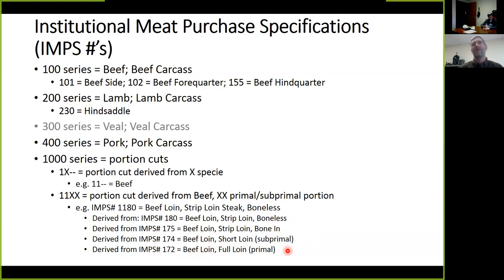the primal. Now the full loin then can be broken into a subprimal, the short loin, and the sirloin, which isn't on this slide. So we can see that each one of these higher numbers is derived from a lower number. And this loin, the full loin, is derived then from the beef hindquarter, 155. So it can't be a number less than 155 because all the things from the hindquarter are higher numbers than that. Does that make sense? I hope so. Okay.